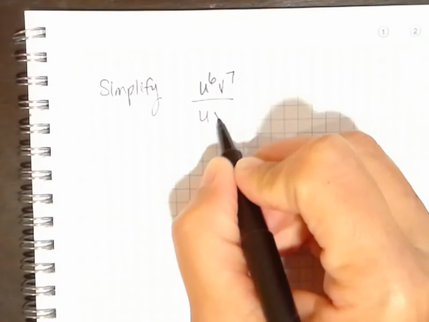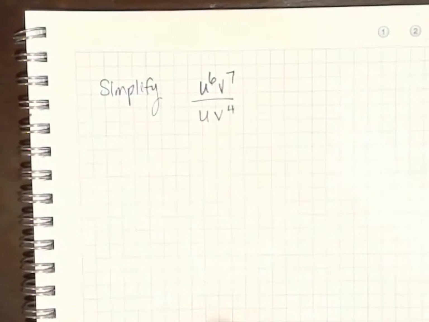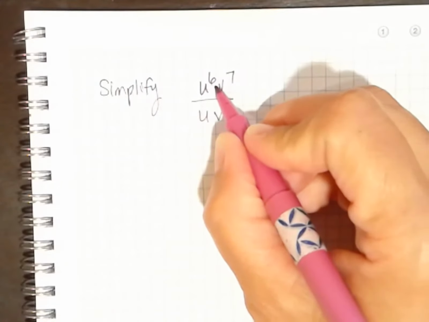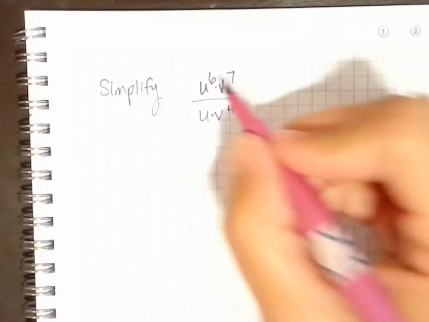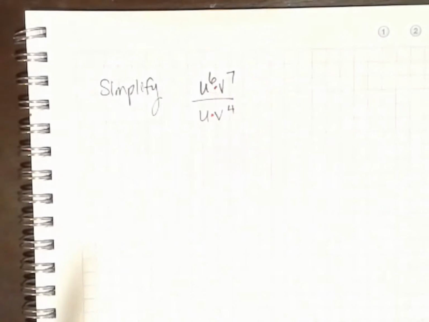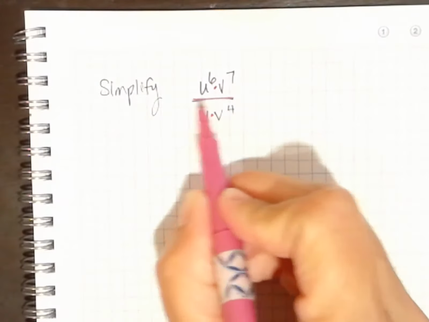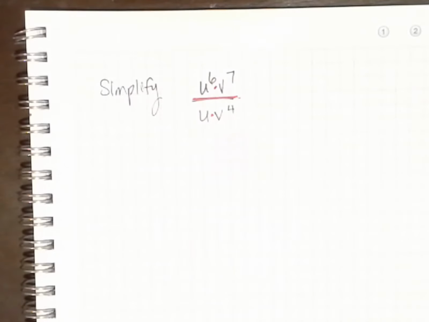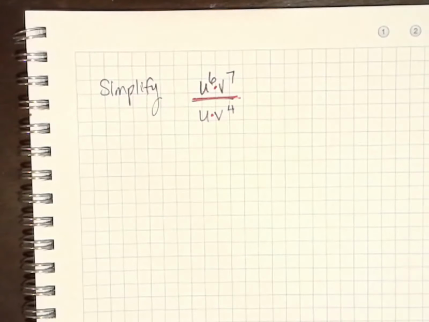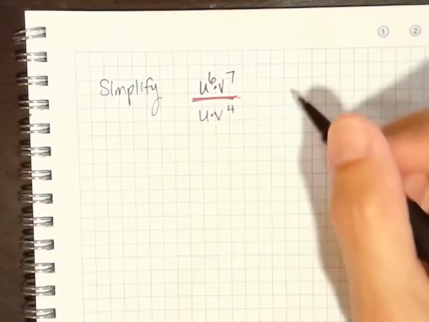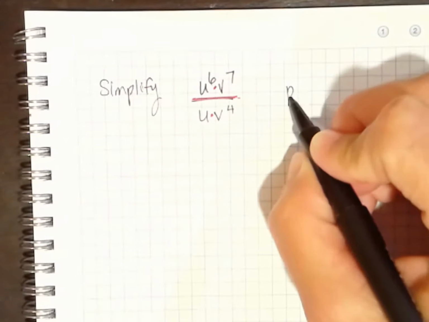over u v to the 4th. When variables are next to each other, it means to multiply. So these are multiplied together. The fraction bar right here represents divide. So you have a couple of rules going on. You have the product rule.